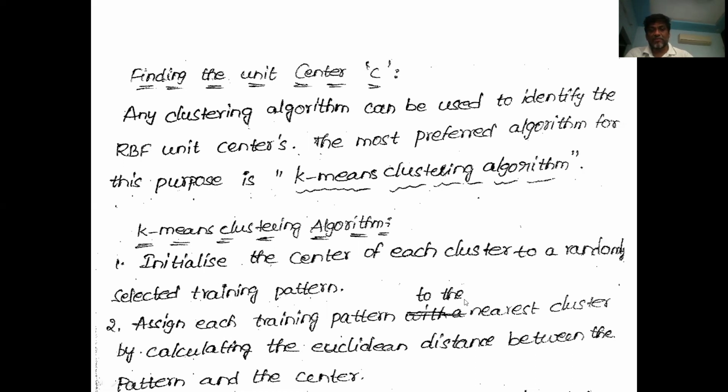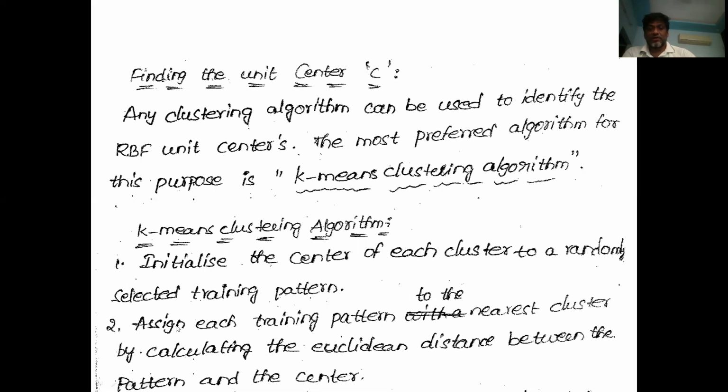Okay, now, once we randomly select the centers, the second step is to assign each training pattern to the nearest cluster, by calculating the Euclidean distance between the pattern and the center. That means after selecting a pattern as center, you need to calculate the Euclidean distance, that is square root of (x1 minus x2) whole square plus (y1 minus y2) whole square, between 2 points, by considering this cluster center and all other remaining input patterns.